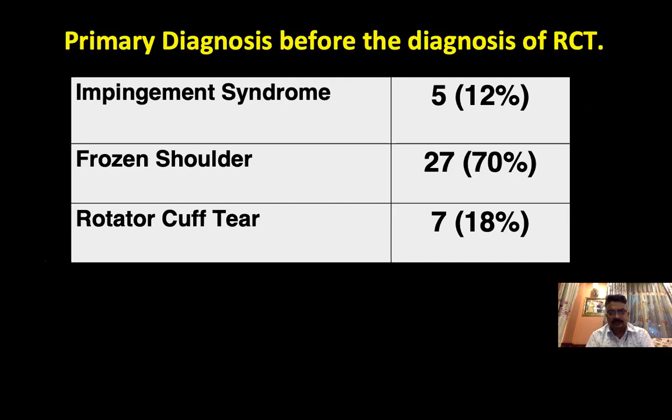If you see the division of those 39 cases of our past 1 year experience, out of these 39 cases, only 7 were referred to us with the diagnosis of rotator cuff tear. So for more than 80% of the patients, the primary diagnosis was frozen shoulder or impingement syndrome. This table clearly says that there is a lack of awareness amongst us as well, that we diagnose rotator cuff tear as a frozen shoulder most of the time, and sometimes as an impingement syndrome.